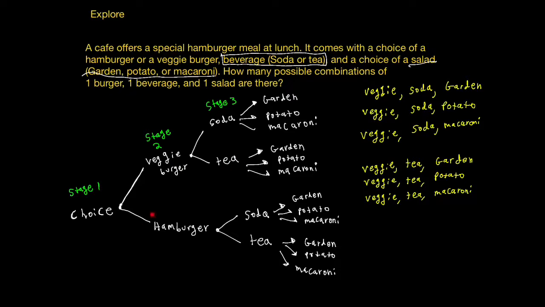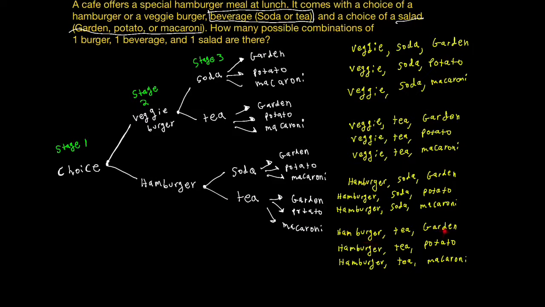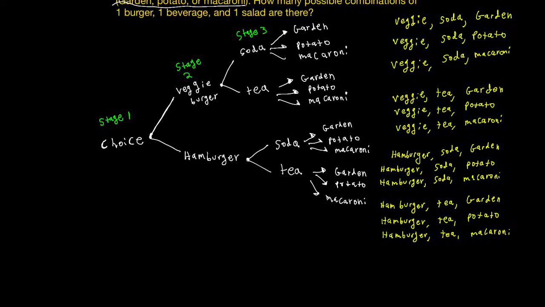Next, we can start the ones with the hamburgers. So we have hamburger, soda, garden, hamburger, soda, potato, hamburger, soda, macaroni. And finally, we have hamburger, tea, garden, hamburger, tea, potato, and hamburger, tea, macaroni. And here are all 12 possible combinations. Tree diagrams are good at helping us discover how many possible combinations there are when you have certain stages. But I propose a much faster way of counting.